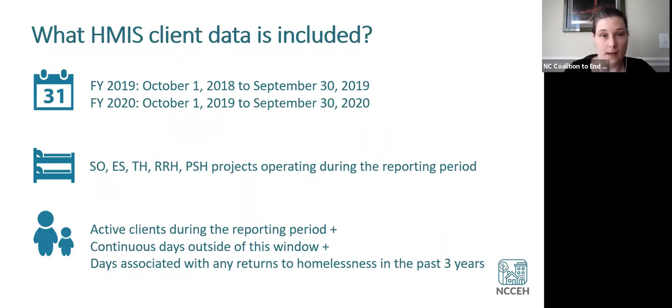This year, HUD has declared that they are collecting 2 fiscal years, so we're actually submitting twice as much data as we maybe initially thought we were in June. And so this is including fiscal year 2019 and fiscal year 2020. You've got those specific dates right there.